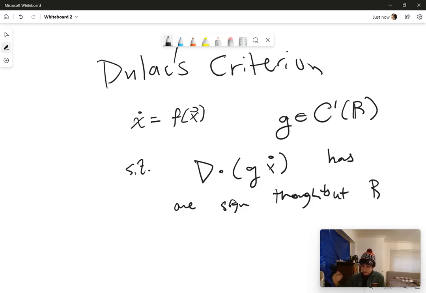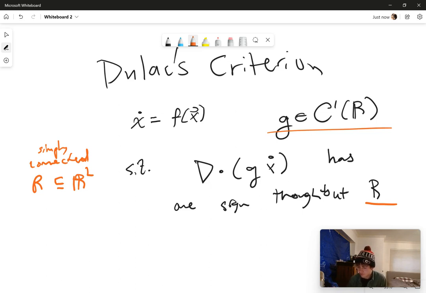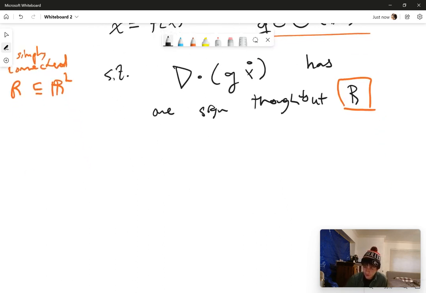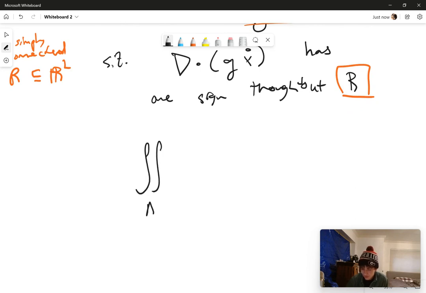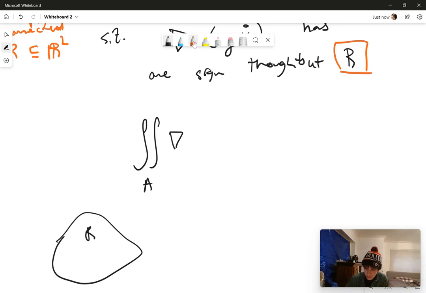And specifically, I should state that this theorem can be applied to any simply connected subset of the plane. So if we are operating in any simply connected subset R of the plane, then essentially, if this function g, which is continuously differentiable real valued, has the property that the divergence of g x dot has one sign throughout that region, then no periodic or closed orbits can exist within this region R. Okay, and the proof of this is essentially as follows. It uses Green's theorem. So by Green's theorem, we have the integral over this region A defined by the region R. So here's the region R, and then here is our A.